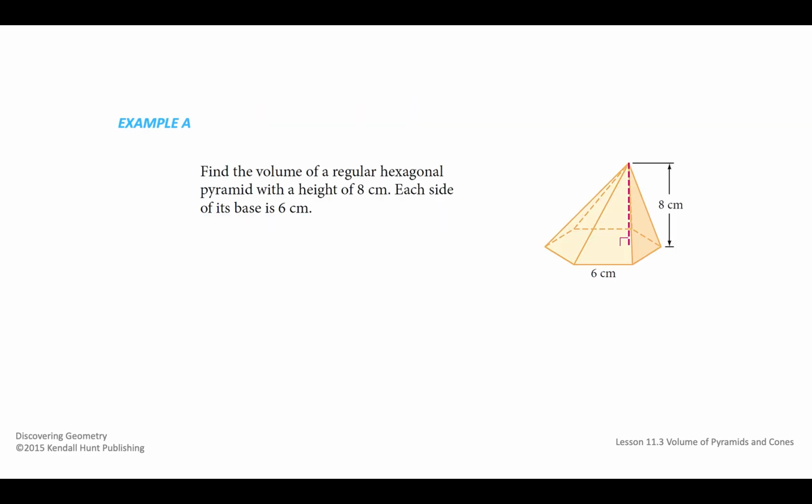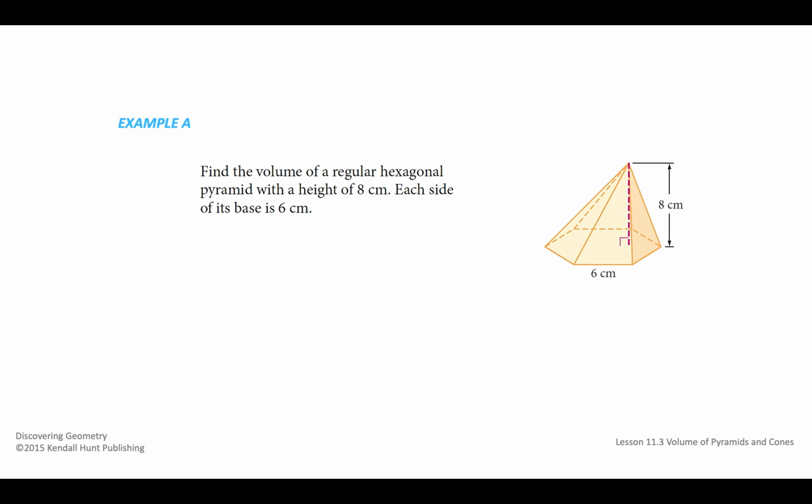So here we go. Here is an example where we want to find the volume of a regular hexagonal pyramid with a height of 8 centimeters. Each side of its base is 6 centimeters. So these things are labeled in the diagram over here. The height of the pyramid is 8 centimeters. Each side length of the base is 6 centimeters.